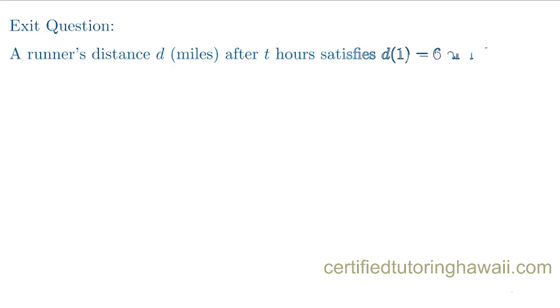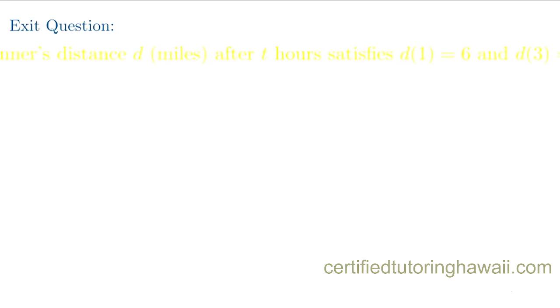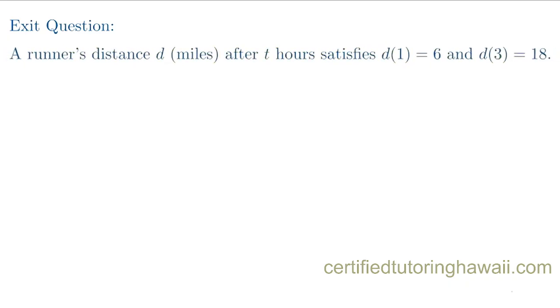All right, for our exit question. A runner's distance d in miles after t hours satisfies d(1) equals 6 and d(3) equals 18. First, find the average rate of change from t equals 1 to t equals 3. Second, interpret what that rate means. Take a moment to solve this yourself before we go over the answer.